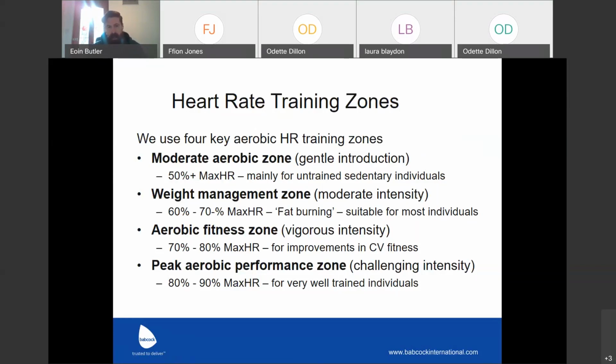But if we've got a beginner client, we're not going to start putting them straight into high intensity interval training sessions. So we would keep them in that weight management zone first, before they've built up a bit of a fitness level, technique, and experience to be able to then push them into more high intensity interval training. Does that make sense?